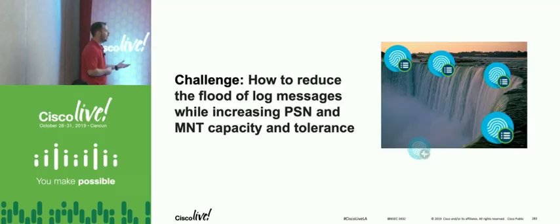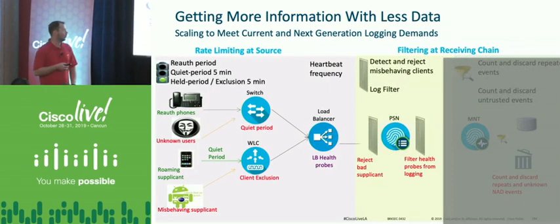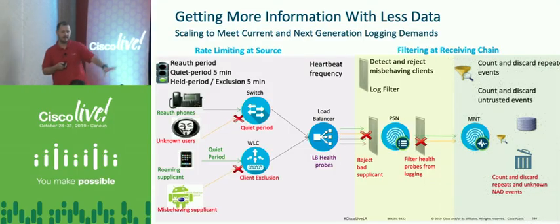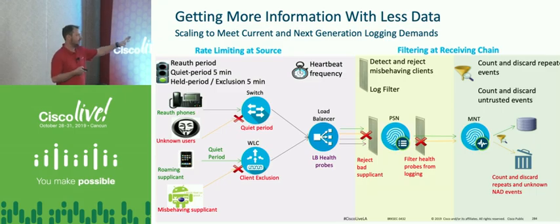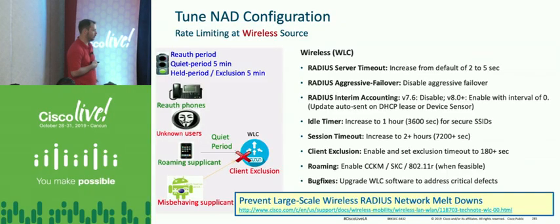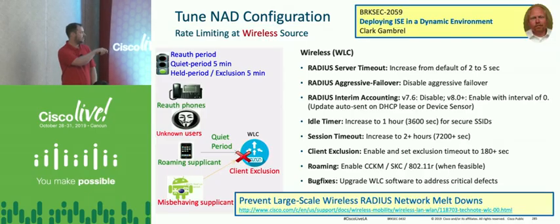Now the real question is how can we make this better? There's a lot of tools here. The first is really controlling timers on our network access devices. We also have the ability to focus on filtering on the PSN and on MNT, and I've got a few examples there as well. One feature that's big is client exclusion.